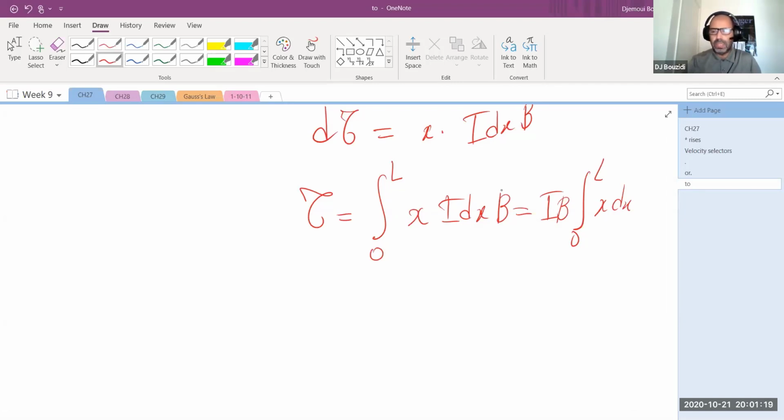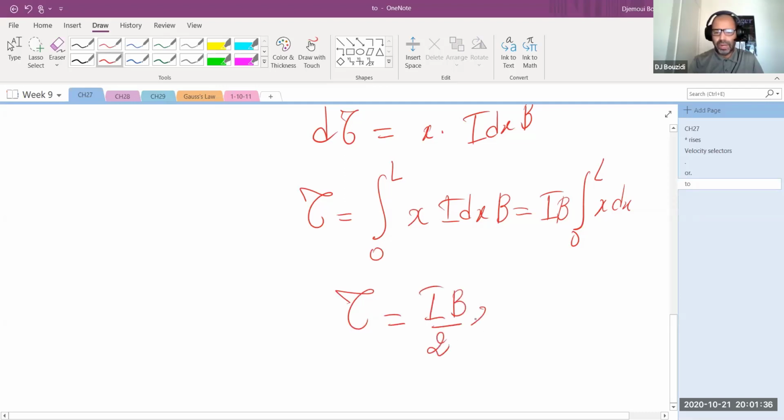That's probably the simplest integral that you're going to have in this class, or any class for that matter. So glad that some of you are following. The integral in this case is going to be IB divided by 2 for x squared evaluated between 0 and L, and that's clearly L squared over 2. So this is how this looks like then.